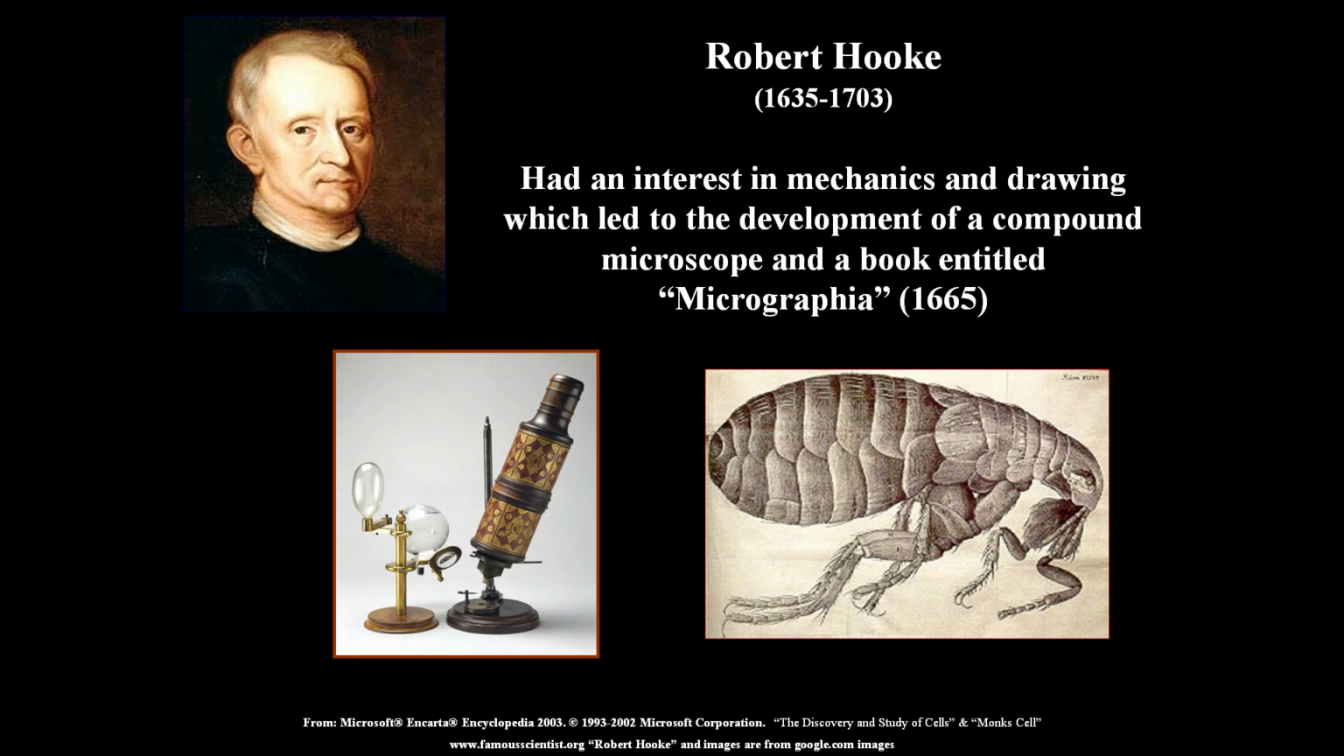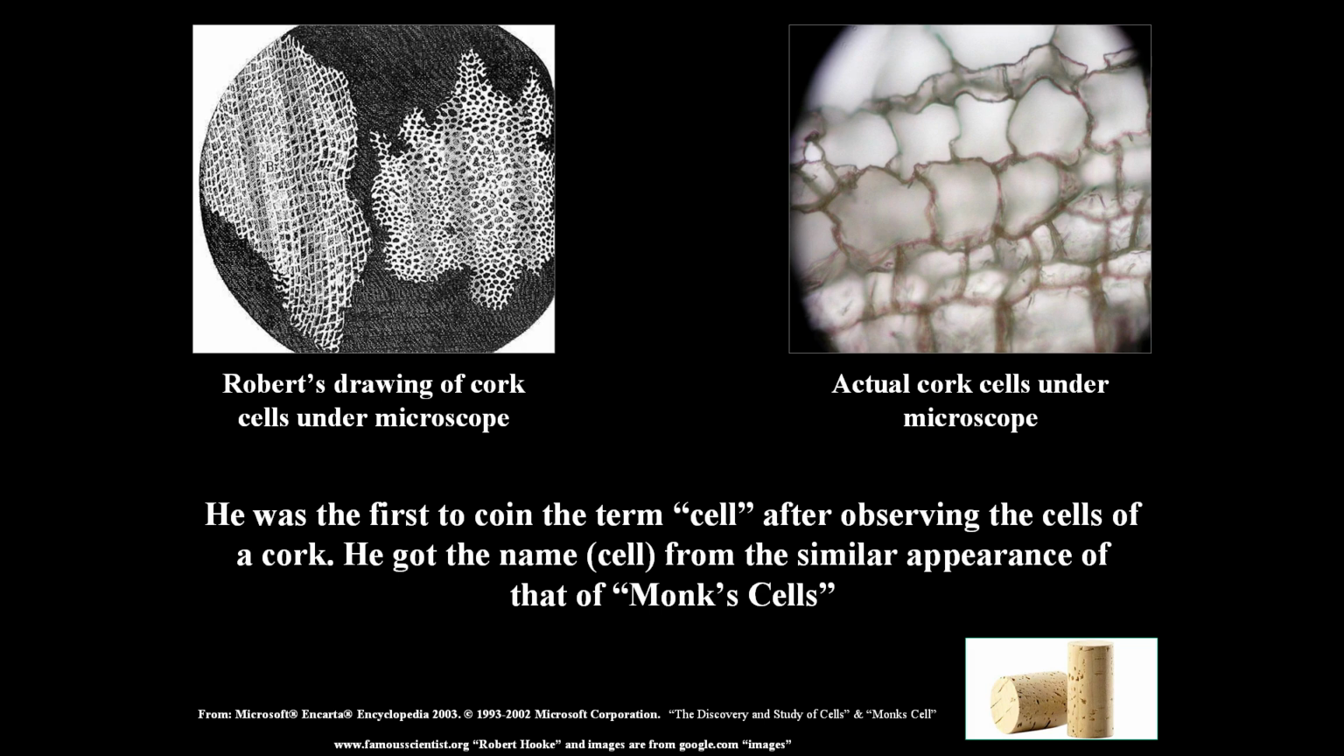Now, this is a gentleman called Robert Hooke, 1635 to 1703. He had an interest in mechanics and drawing, which led to the development of a compound microscope and a book entitled Micrographia in 1665. That is one of his drawings right there: Robert's drawing of cork cells under a microscope, over to the left, and actual cork cells under a microscope to the right. That's what they look like.